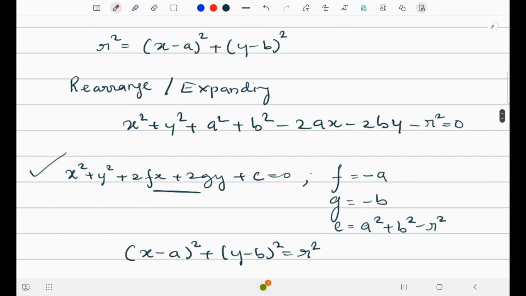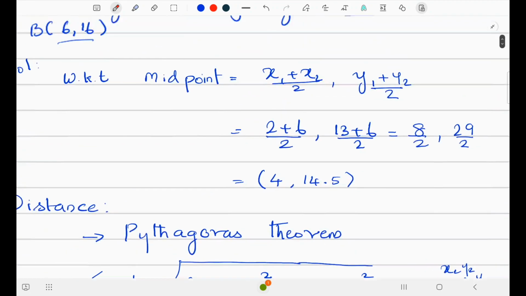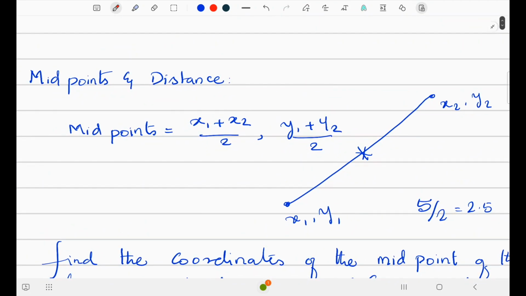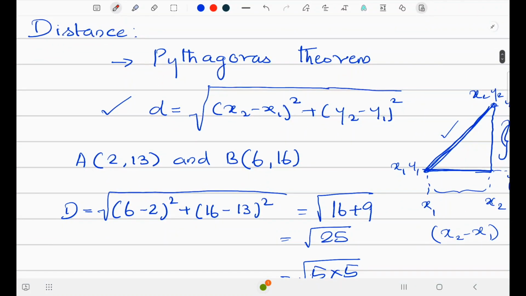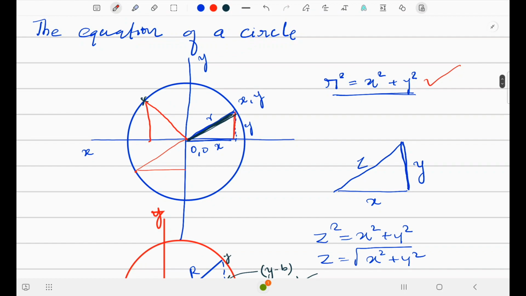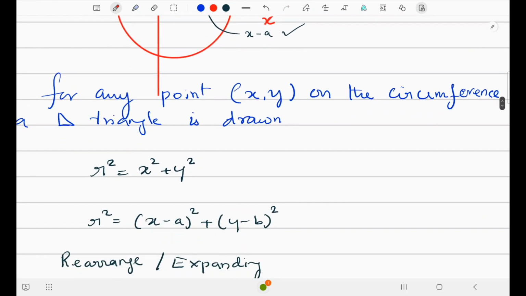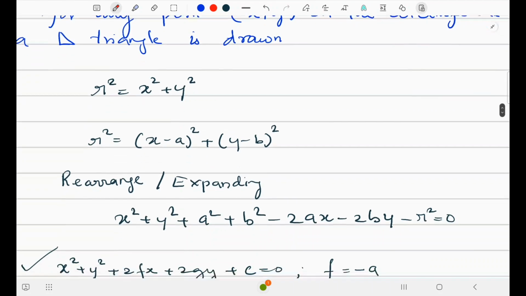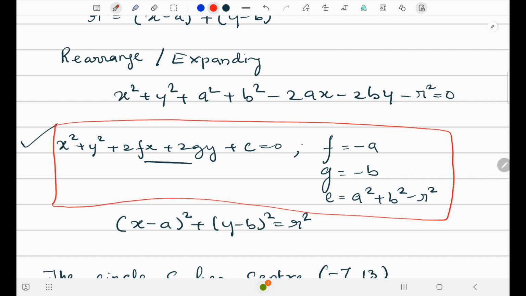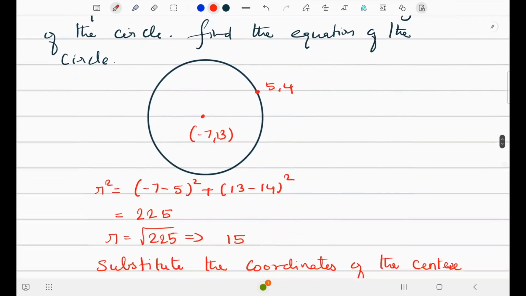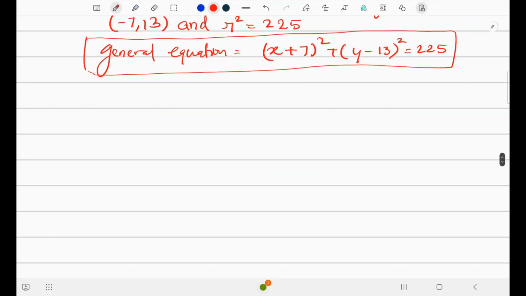Guys, welcome back. In the last video we have seen many things. We have seen the midpoint and distance. After that we have seen the equation of the circle and some exercises on the general form of the equation of the circle. This is the general form of the equation of a circle. Today's exercise, this video is going to deal with this general equation. So let's jump into the content.